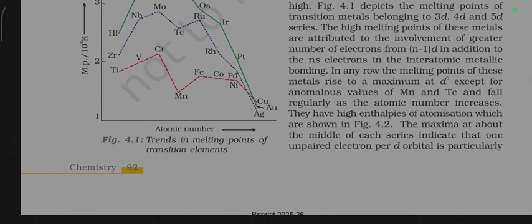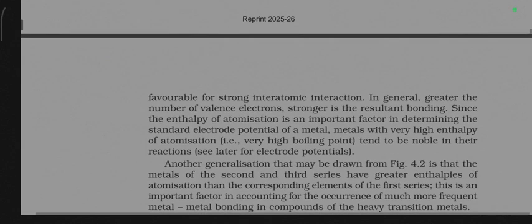They have high enthalpies of atomization, which are shown in figure 4.2. The maxima at about the middle of each series indicate that one unpaired electron per d orbital is particularly favorable for strong interatomic interaction. In general, the greater the number of valence electrons, the stronger is the resultant bonding. Since the enthalpy of atomization is an important factor in determining the standard electrode potential of a metal, metals with very high enthalpy of atomization, i.e. very high boiling point, tend to be noble in their reactions. See later for electrode potentials.